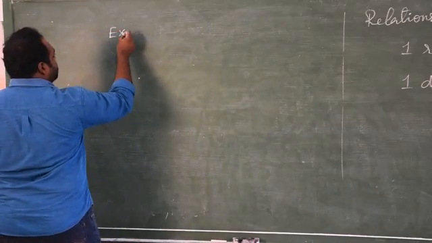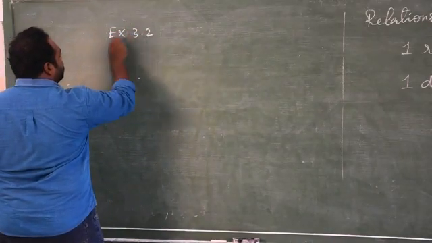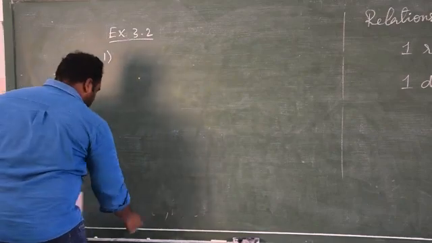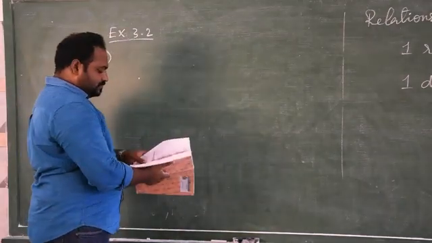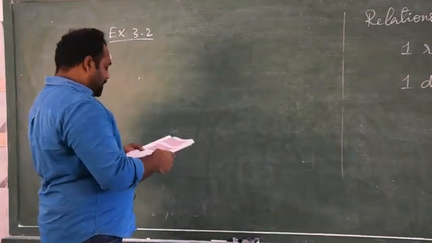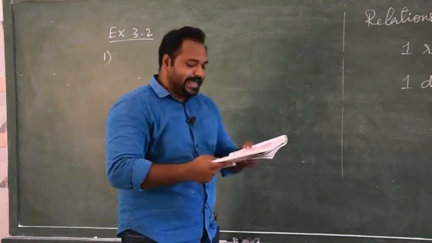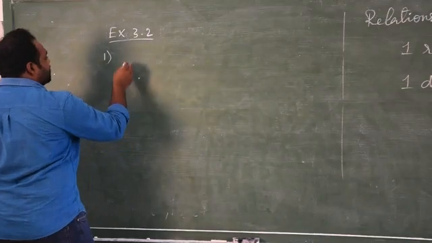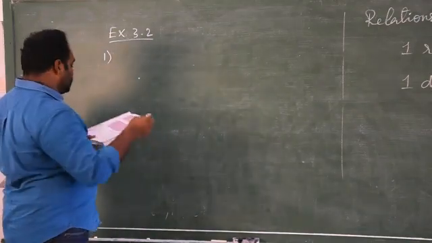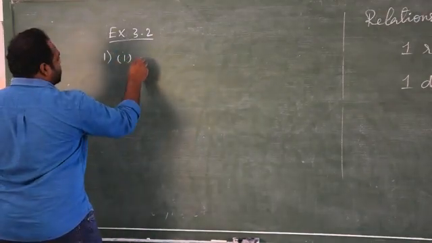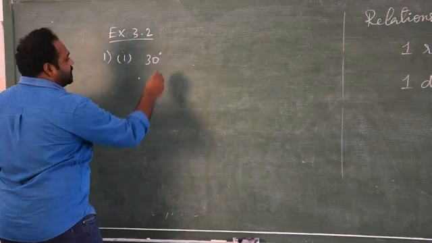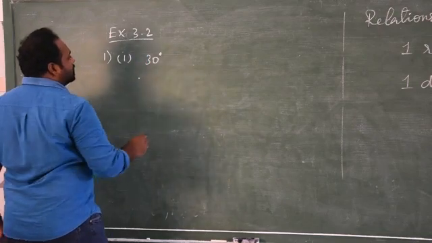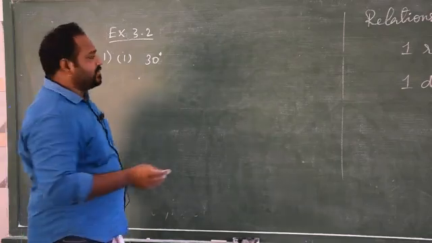Exercise 3.2, first problem. Express each of the following angles in radian measurement. So here they are asking to convert a degree measurement into radian measurement. First question, here some subdivisions are given. 30 degree. Here degree measurement is given. We have to convert into radian measurement.